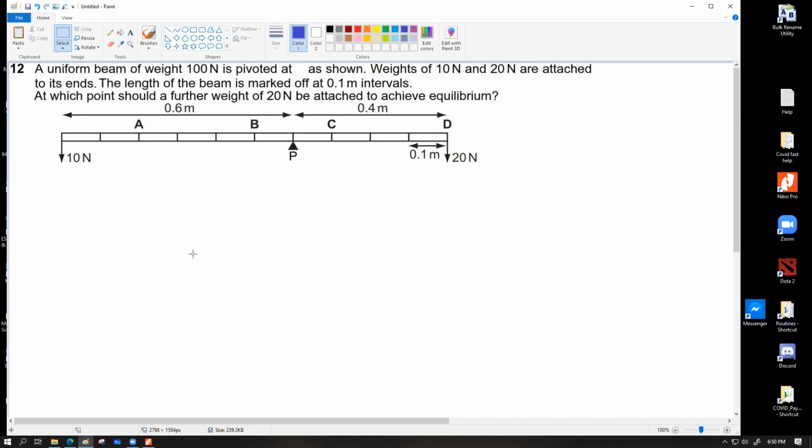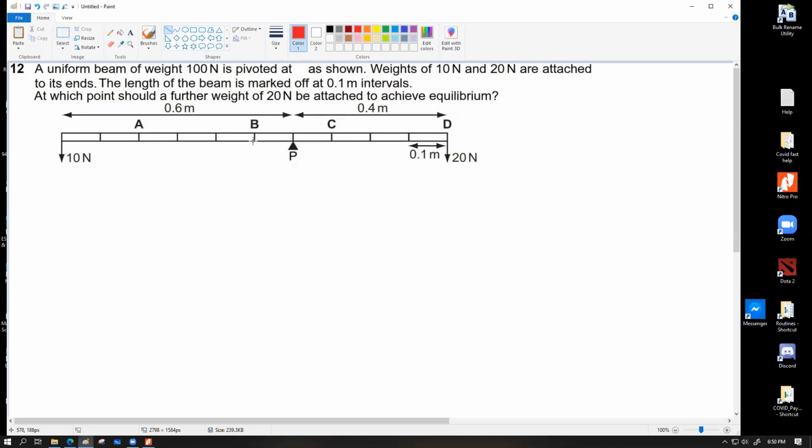So if you go piece by piece, have a look. Try to count the total length of the beam. How long is that beam altogether? 0.6 plus 0.4, 1 meter. So B should be the midpoint. So the weight should be working from this point.